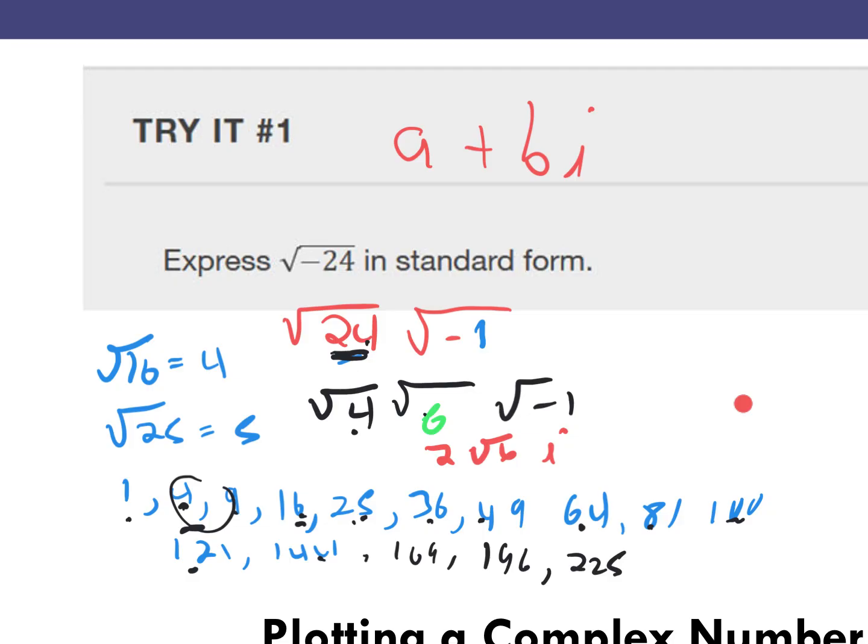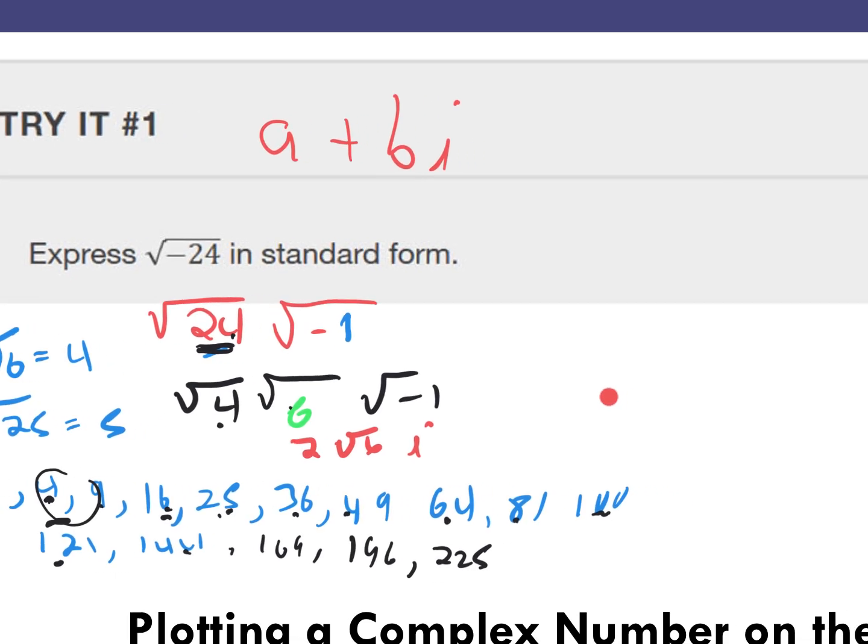Now, I don't know if that's how the book did it. That's how it should have done it. That's called simplifying a square root. We'll take a look and see. Well, that's a try it. That won't be in your book. You're just going to take my word for it.